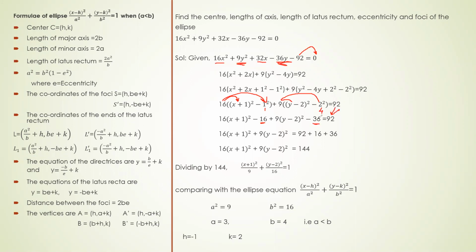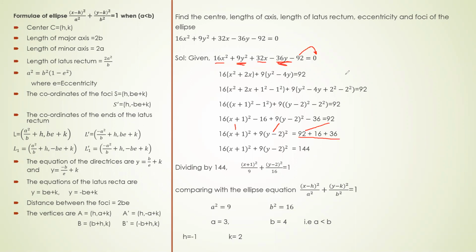Now all the negative signs on the constants, we will take to the other side. When a negative is there, if it goes to the other side, it will become positive. So here 16 (x plus 1) whole square as it is, plus 9 into (y minus 2) whole square as it is. 92 was there earlier. 16 if you take it to the other side, plus 16. 36 if you take it to the other side, it will be plus 36. So 92 plus 16 plus 36. Total answer is 144. So this is what we have got.